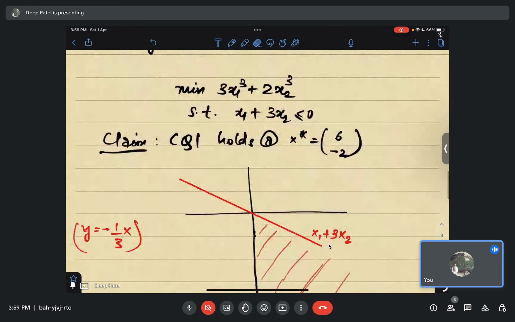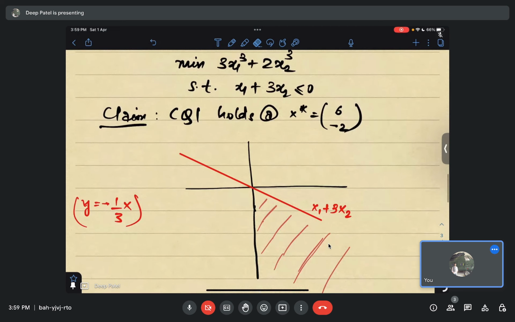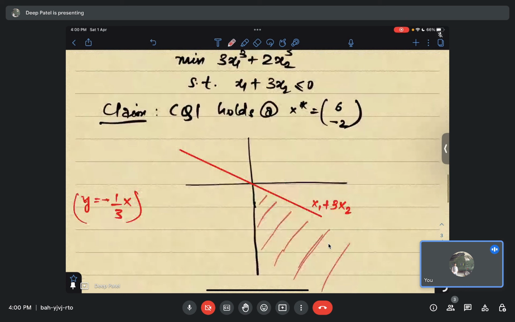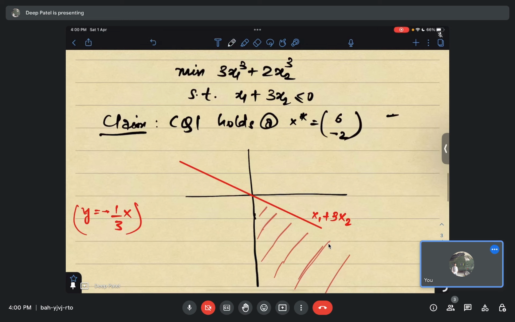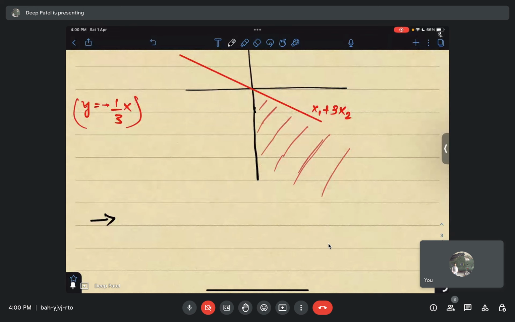And I have some cubic function, and I am looking at this point (6, -2). First of all, does it belong to an obvious check? I want to see whether this constraint qualification holds at this point or not. True or false, we want to see. So what do we do? Just substitute in the equation and see.